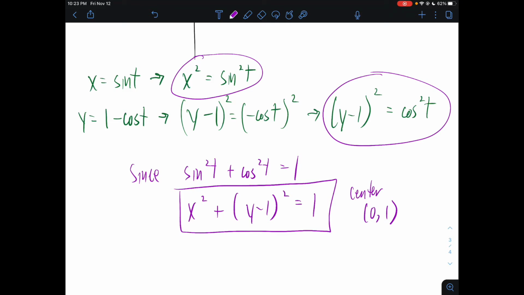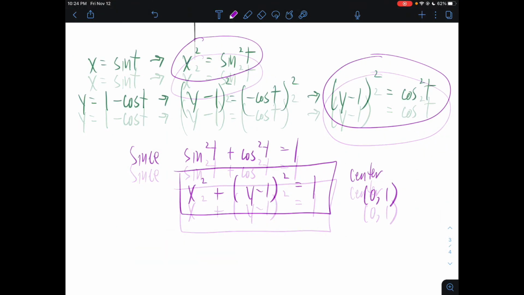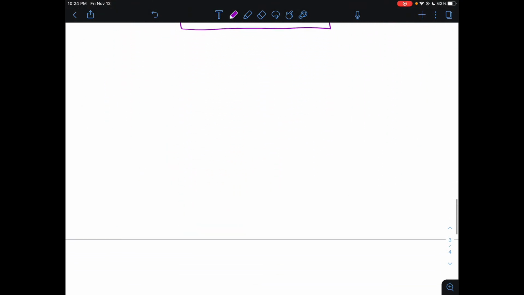All right, so that's how we can take x and y defined parametrically, sketch a curve, show the directions in which that curve is going, and also eliminate the parameter and get a Cartesian equation for that. Let's look at another problem, number 2 on the same page, page 645.